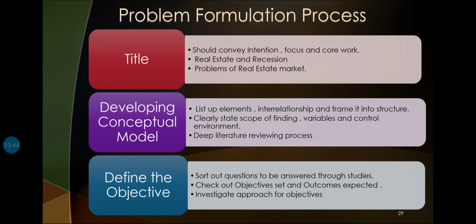Now, once you finalize your title, the second step is developing a conceptual model. List up elements, various components, and the interrelationships between all these activities and tasks, and frame it into a structure. That means what you want to do and how you will do it. Clearly state the scope of findings. What you want to do, you should know it very specifically. List out the variables that will be part of your research, the control environment, and your scope of work.